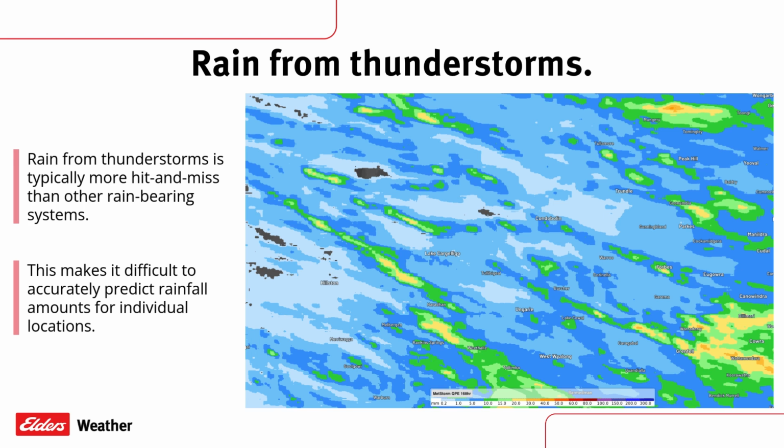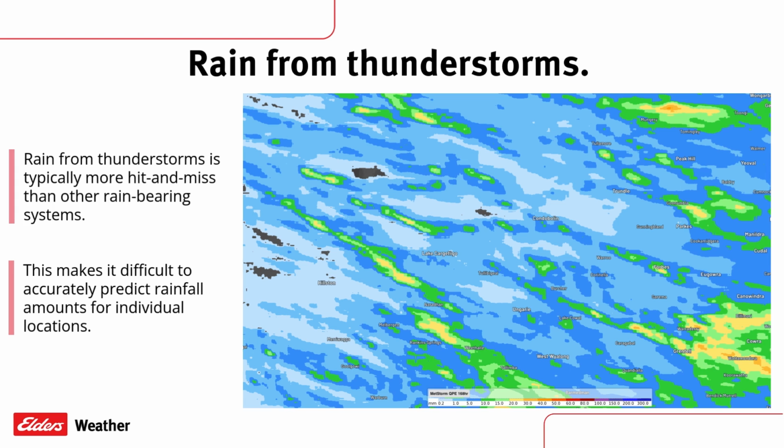And this image here shows the estimated rainfall from some thunderstorms that occurred in the middle of October in New South Wales, where we had these streaks of rainfall from thunderstorms moving through the region, and then gaps with little to no rainfall in between.